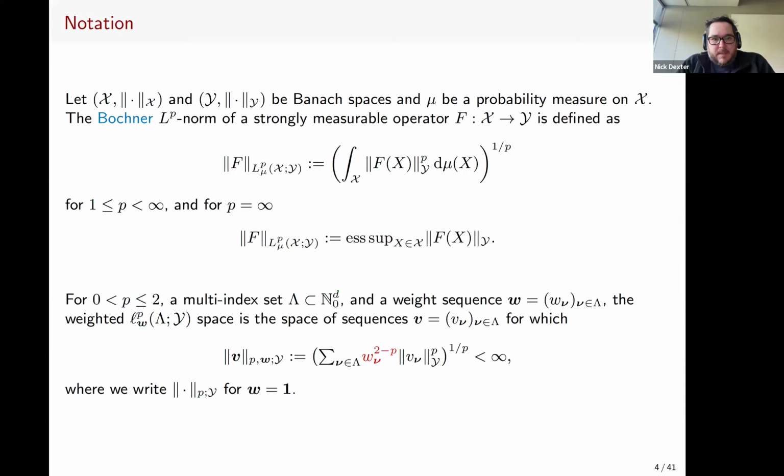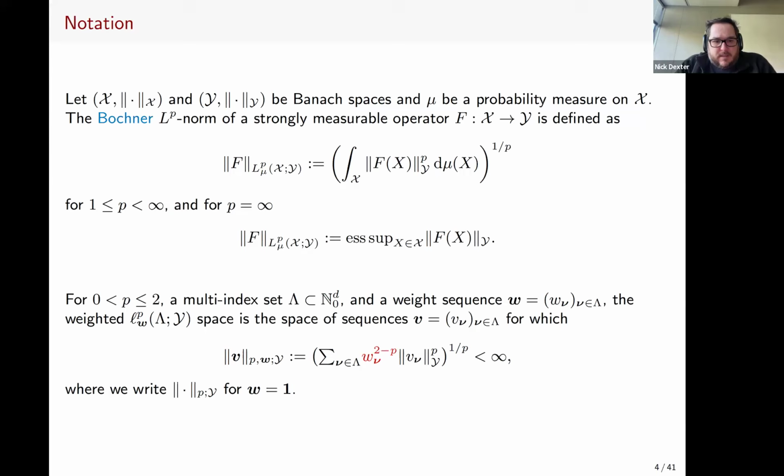So first, let me define the Bochner norm. If X and Y are Banach spaces and mu is a probability measure on X, then the Bochner L^p norm of a strongly measurable operator F from X to Y is defined as the L^p_mu(X;Y) norm of F, which is the integral over X of F of x's Y norm to the pth power with respect to the measure mu, all taken to the 1 over pth power. And for p between 1 and infinity, this is how we define this, but for p equals infinity, we define it as the essential supremum over x in calligraphic X of F of x's Y norm.